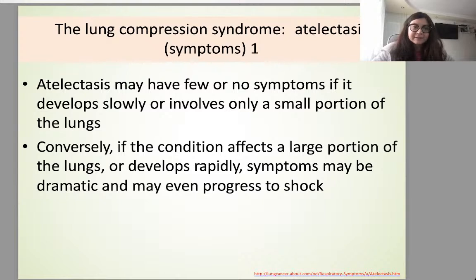Symptoms of atelectasis. Atelectasis may have few or no symptoms at all if it develops slowly or involves only a small portion of the lungs. Conversely, if the condition affects a large portion of the lungs or develops rapidly, symptoms may be dramatic and may even progress to shock.